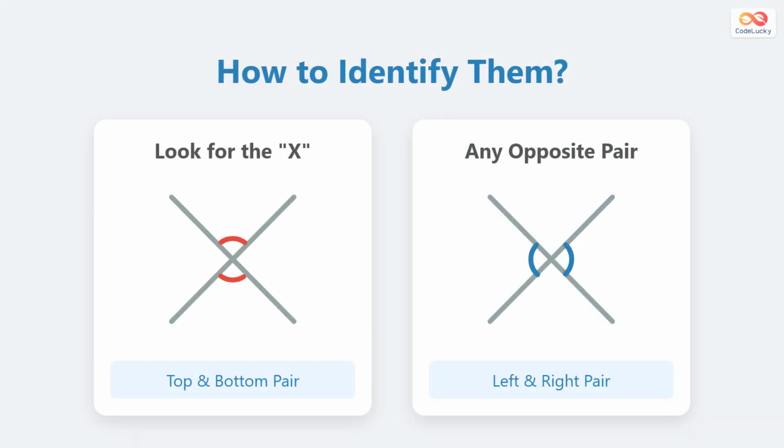The easiest way to spot them is to look for the letter X when two lines cross. They form two pairs of vertical angles. You have the top and bottom pair, which are opposite each other. You also have the left and right pair. Both pairs are considered vertical angles.